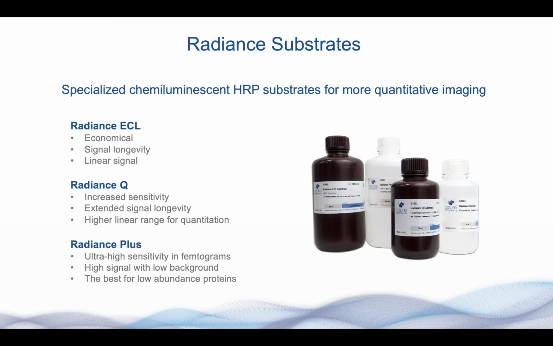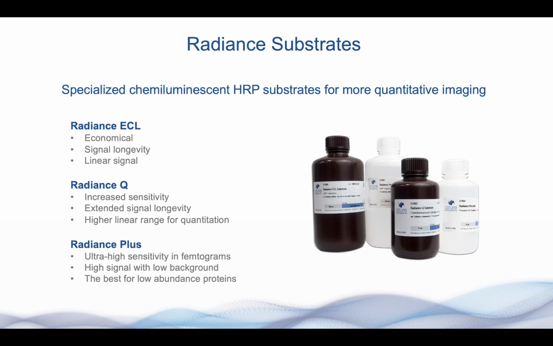So for example, even at Azure Biosystems, we have designed three types of substrate. The Radiance ECL, which is the economical substrate with signal longevity and linear signal. The Radiance Q, which is perfect for sensitivity and a wide dynamic range on the other hand. And Radiance Plus, if you need a very, very low amount of protein to be detected. This one is perfect for very low abundance proteins.